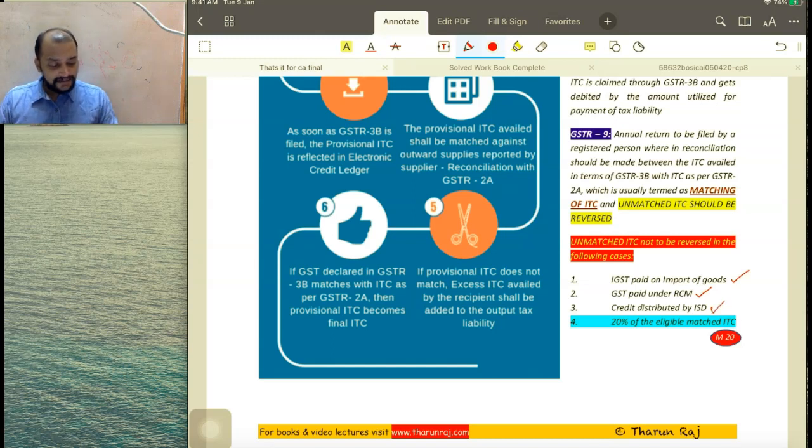Then the fourth point, 20% of the eligible matched ITC. That's what we have discussed now. It's the latest amendment. Remember, 20% of the eligible matched ITC. Now, the remaining ITC, if there is anything which is not matched, that needs to be reversed. That is point number 5. If provisional ITC does not match, the excess ITC availed by the recipient shall be added to the output tax liability. Now, what if it is matching? Then whatever is declared in 3B can be taken as ITC and that provisional will become final.